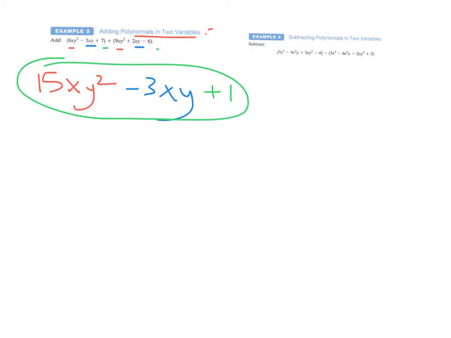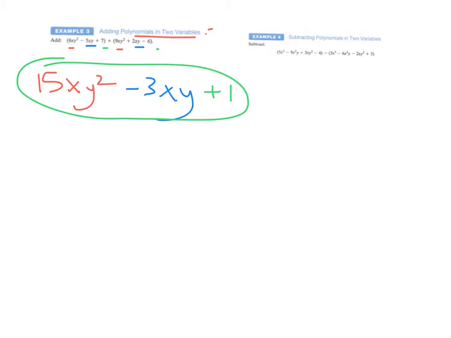So if we want to add with two variables, we don't do anything different. We still look for like terms. So if we look right here, these have the same exact letters, same exact exponents. So I add the numbers, but the letters do not change. And if I look at the -5xy and the +2xy, that would be a -3xy. The letters do not change. And then my last are just numbers, so I get a +1. So there's my answer at adding.